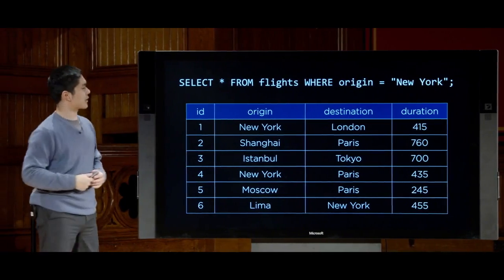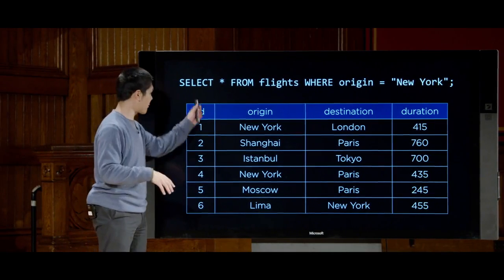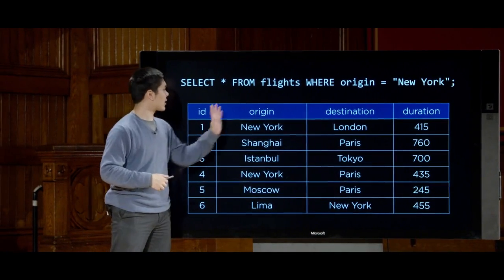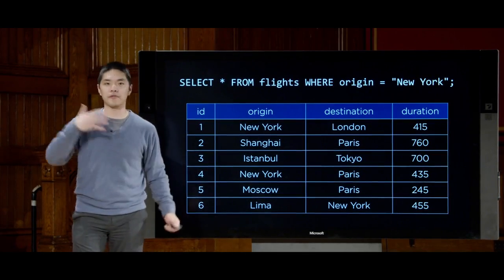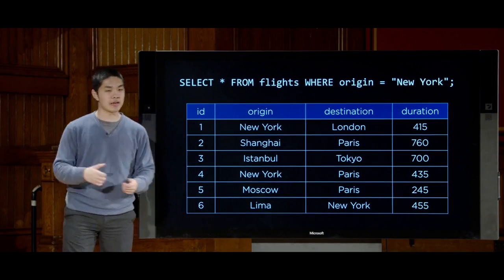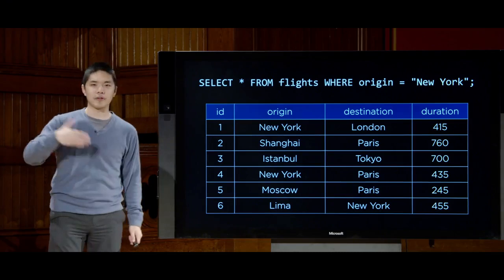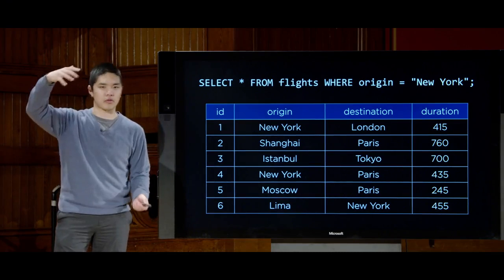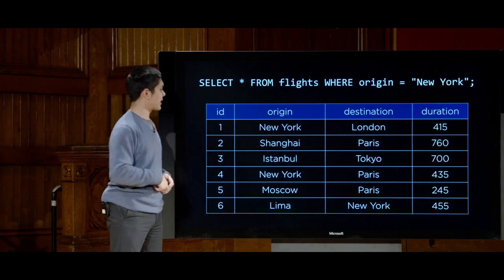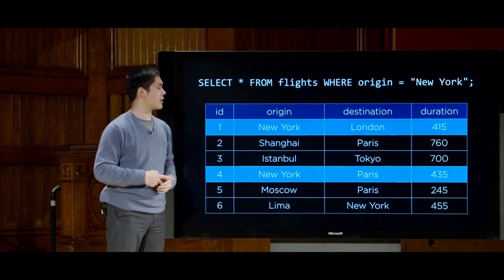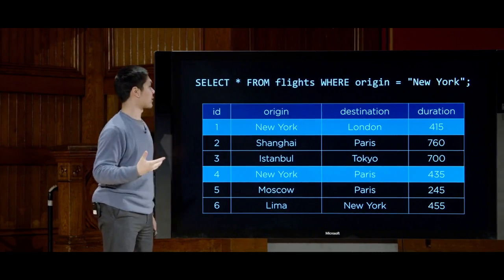If instead I said select star from flights where origin equals New York, I can see that I don't just need to filter on the primary key, the ID. I can also filter on any other column. I can say, give me all the flights where New York is the origin, so all the flights leaving from New York. And you might imagine that New York's airport, for example, likely wants some sort of query that's going to find all the flights leaving from New York such that they can display on a screen all of the departures from that particular airport. So you could run a query like this and get back only the rows in this table that happen to have an origin of New York.